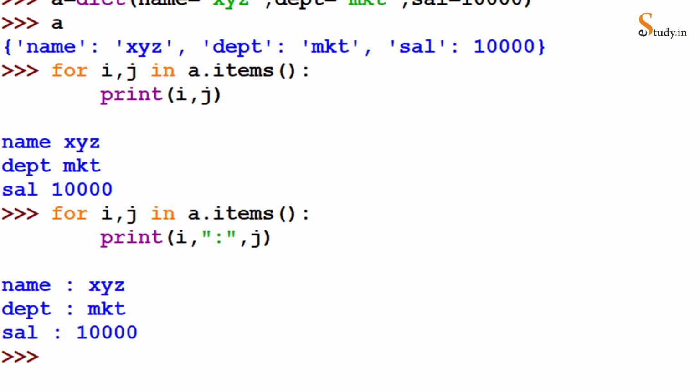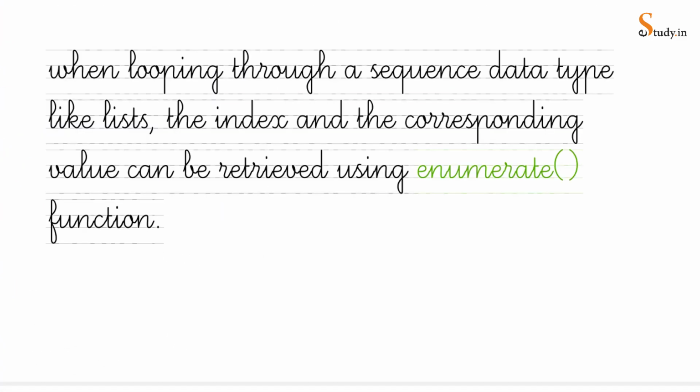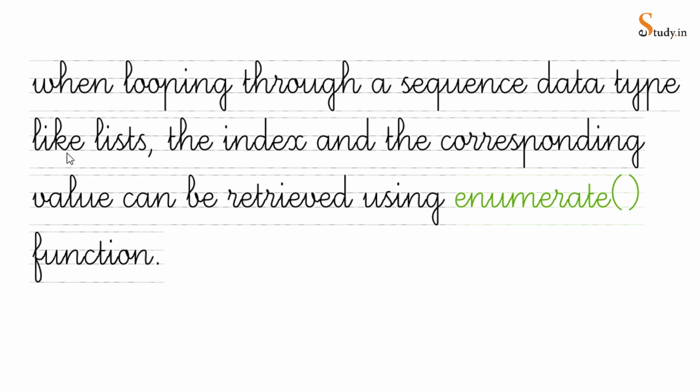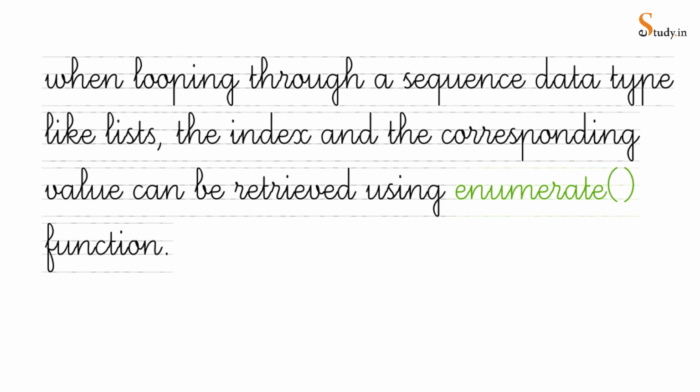Now moving on, next is how do we loop through a sequence data type like lists. We know that in lists we have indexes, and the first index or the first position is 0. So we can retrieve the index and the corresponding value by using the enumerate function. Let us see the example of the enumerate function.